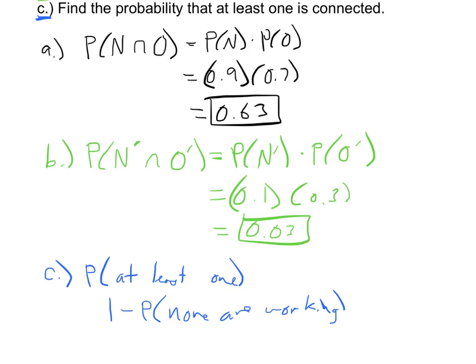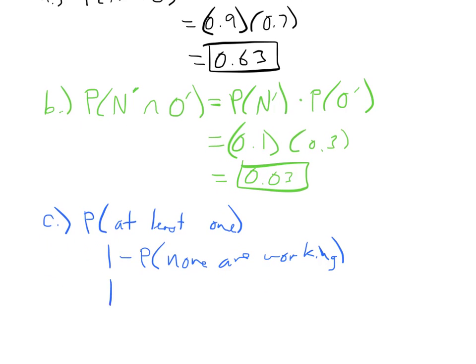And if that doesn't make sense, I'd really, really recommend you pause the video and think about that right now. The probability that at least one of them is working means that one of them is working or the other one is working. Or maybe both of them. The opposite of that is that none of them are working. But what's cool is we just did that probability. We found that the probability that neither one of them was working was 0.03. So for this computation here, I can just do 1 minus 0.03 that we figured out before, which makes the answer to this 97%. The probability that at least one of them is working is 97%.